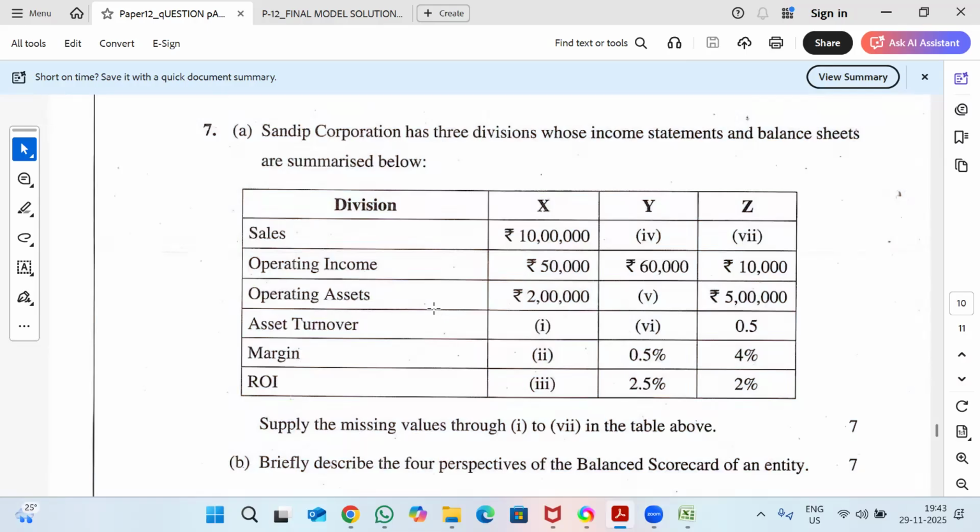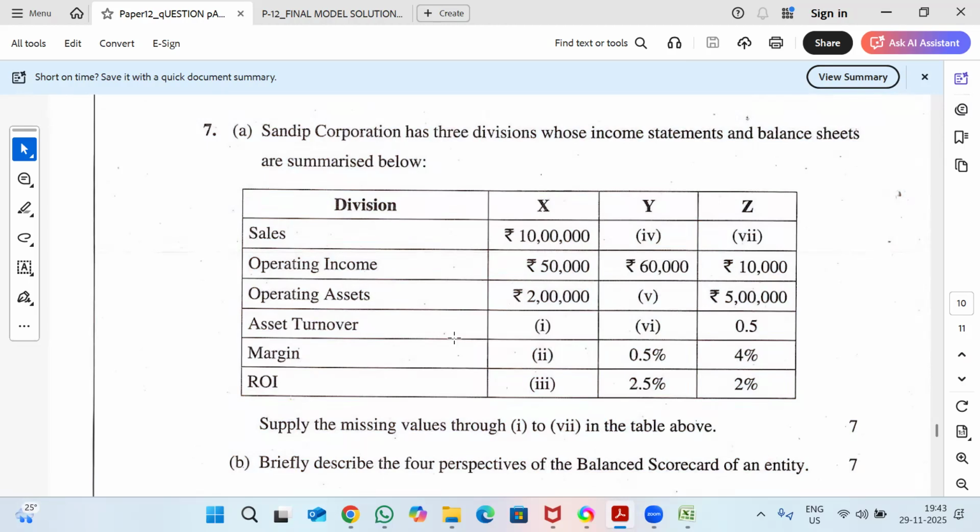So now we are going to discuss question number 7A. Sundip Corporation has three divisions whose income statement and balance sheet are summarized below. So we have three divisions X, Y, Z. In sales, we need to find out for Y and Z. Operating income is given. In operating assets, we need to find for Y.